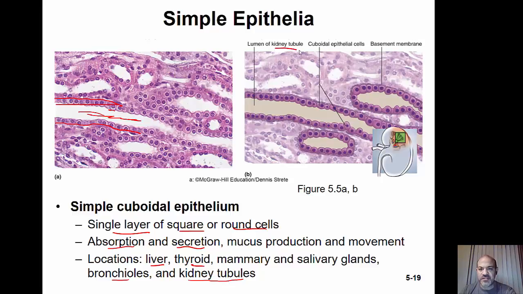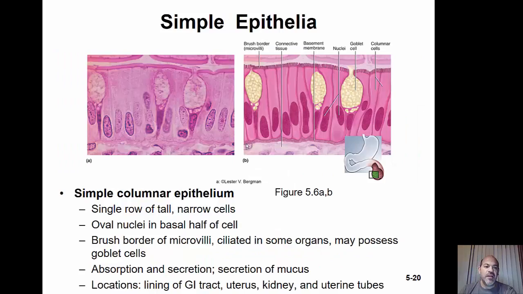And indeed, the picture on the right says kidney tubule, so that seems to be correct. Then we have a simple columnar epithelium. There is a single row of tall, narrow cells. There is an oval-shaped nucleus, and they are on the basal half of the cell. What that means is, if this is the middle right here, the nuclei tend to be towards the basement membrane side, or the base side.